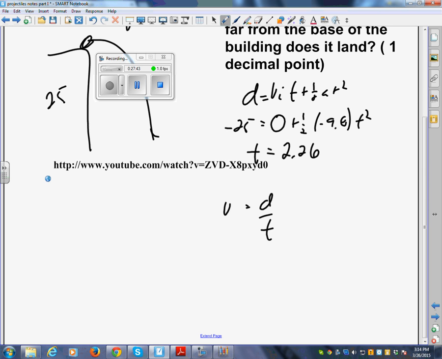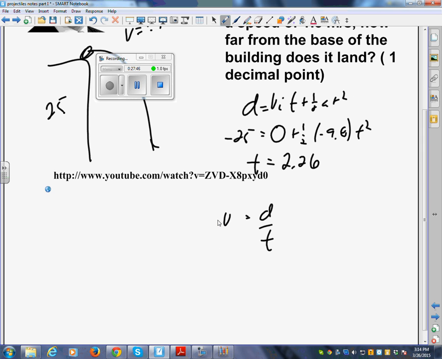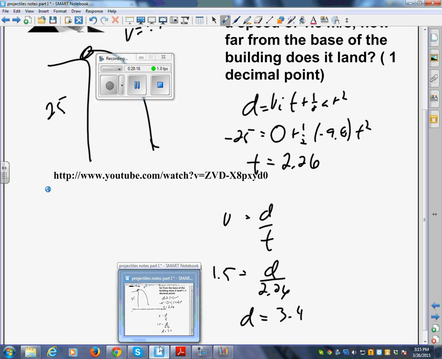What's the horizontal velocity? 1.5. We're solving for d. Our time is 2.26. I just take that number, I don't clear my calculator, times 1.5. 3.4. I got 3.388. That's how I get the 3.4. Brandy, we're 2 for 2.